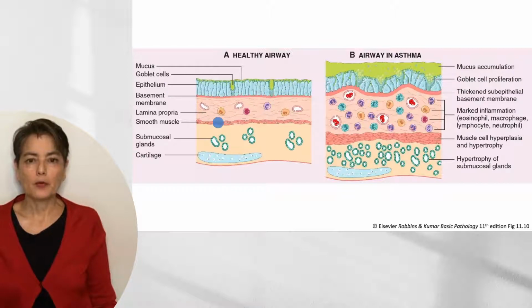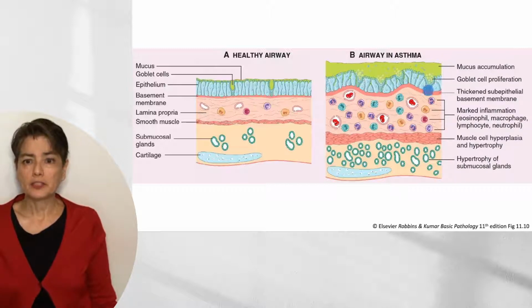In our lamina propria, we have a few scattered inflammatory cells. Those are normal in the healthy airway. We have a band of smooth muscle, and then we have our submucosal glands and a little fragment of cartilage holding everything rigid. In asthma, this thin layer of mucus is now going to become a thick mucus accumulation. It can even become a mucus plug, and I'm going to show you something about that a little bit later.